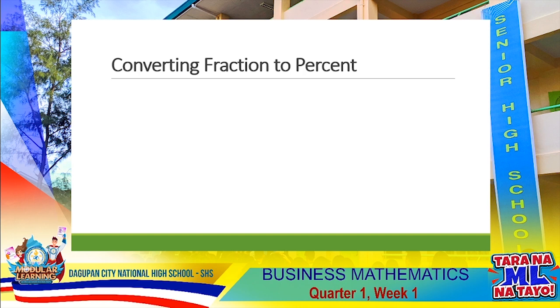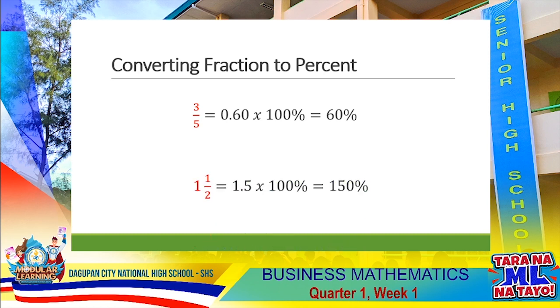To convert a fraction to percent, you can simply reverse the process that you did in converting percent to fraction. Another way is to divide the numerator by the denominator. This will result in a decimal, which you can convert to a percent by multiplying it by 100%. In the first example, 3/5, we convert it into decimal form. We divide 3 by 5, we get 0.60. Multiply it by 100%, we get 60%.